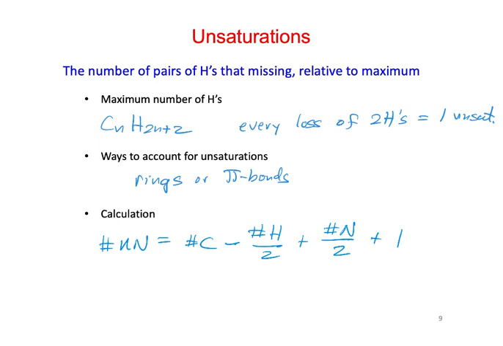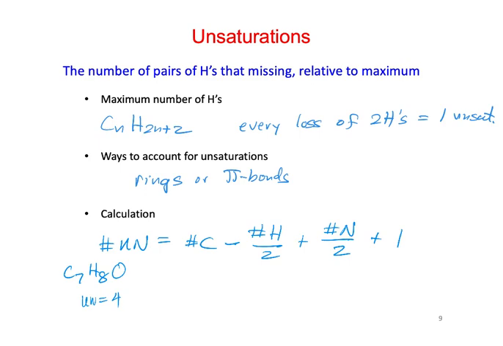What if we had something like C7H8O? How many unsaturations are there? 7 minus 4 plus 1, so it's 4. Unsaturations equals 4. Okay, so what does that tell you if something had 4 unsaturations? There's 4 double bonds, 4 rings, or some combination of the two.